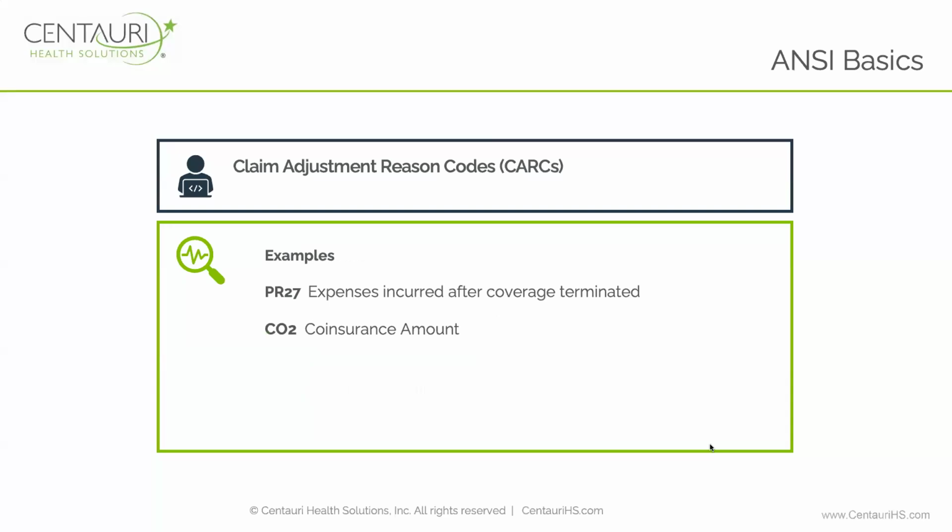So here's an example of some combinations of CARCs and the codes where we have PR 27, and that was just posted and says expenses occurred after coverage terminated, which is, again, a common denial code that comes in. And then the second, this is a contractual adjustment or CO here, where it's just saying that's a coinsurance amount, so it's being adjusted for that amount.